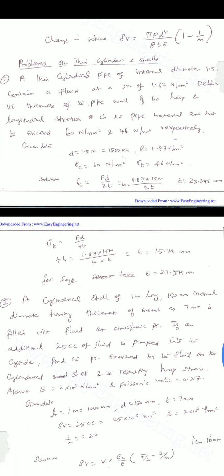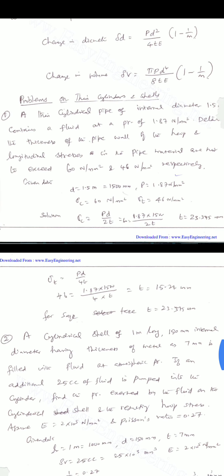Next, we have to find the same thickness value for longitudinal stress. The formula for longitudinal stress is sigma t equal to p into d divided by 4 into t. We already know the longitudinal stress value is given as 46 Newton per mm square equal to 1.87 pressure value into 1500 diameter divided by 4 into t. Cross multiplying this equation, we find the thickness value as 15.24 mm. So in this problem, we have found two thickness values, one from the hoop stress equation and one from the longitudinal stress equation.